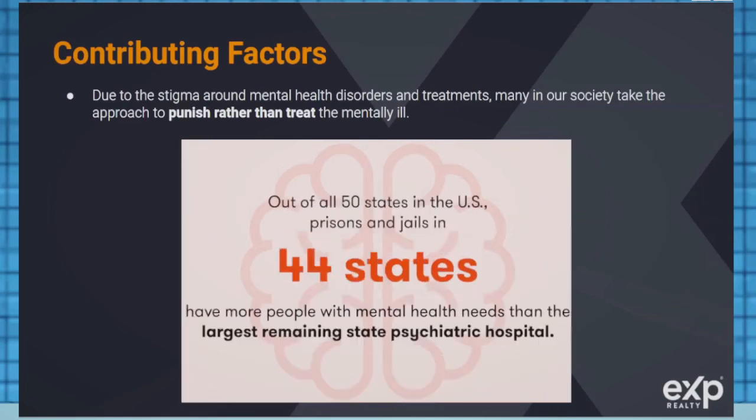Out of all 50 states in the US, prisons and jails in 44 states have more people with mental health needs than the largest remaining state psychiatric hospital. More people with mental health needs in jail than in the largest remaining state psychiatric hospital. And that's in states that still have remaining psychiatric hospitals. We have some states, especially in the South, where if someone pleads insanity or is determined in their sentencing to need psychiatric help rather than jail, they have to be bused to another state.